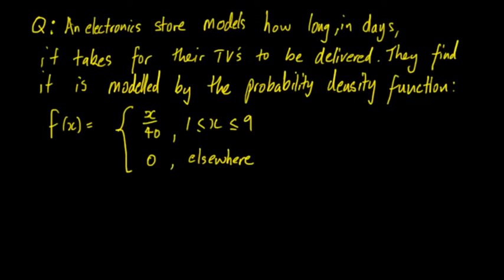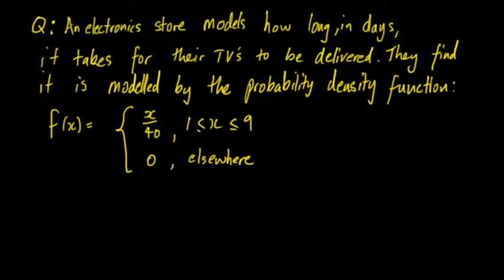So here's the question. An electronics store models how long in days it takes for their TVs to be delivered. They find it is modeled by the probability density function here. So we're finding that the number of days it takes to deliver is modeled by this. It's going to vary how many days the TV takes to be delivered, and so it varies depending on this function.